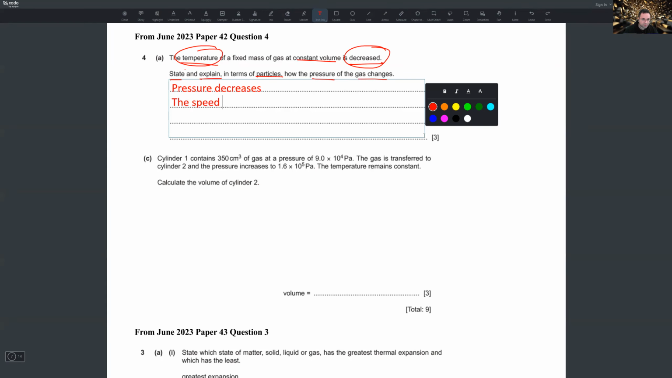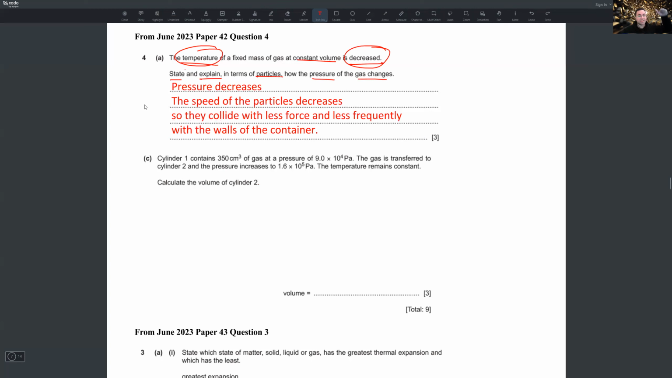The speed of the molecules, or we can say the kinetic energy of the particles. The question says particles, so I'll use it. Decreases. So they collide with less force and less frequently with the walls of the container. So the speed decreased and the collisions decreased. You have to mention both of these, less force and less frequency, or less strongly and less frequently. That's fine.